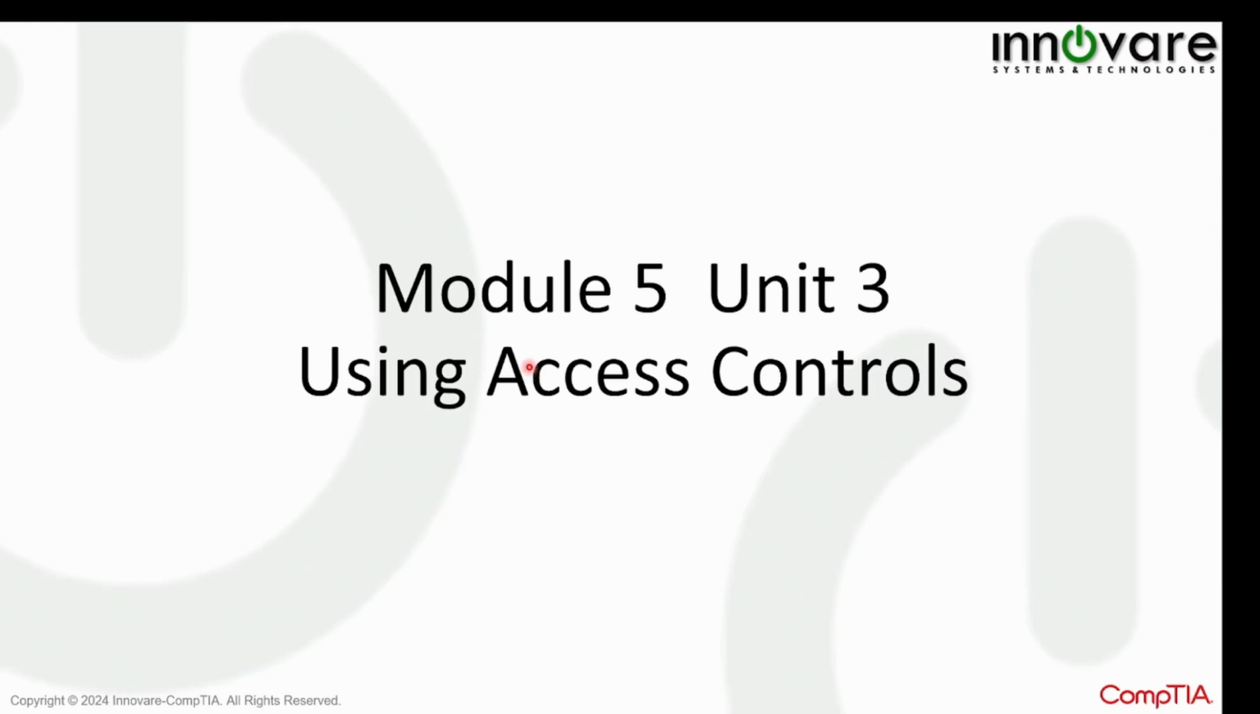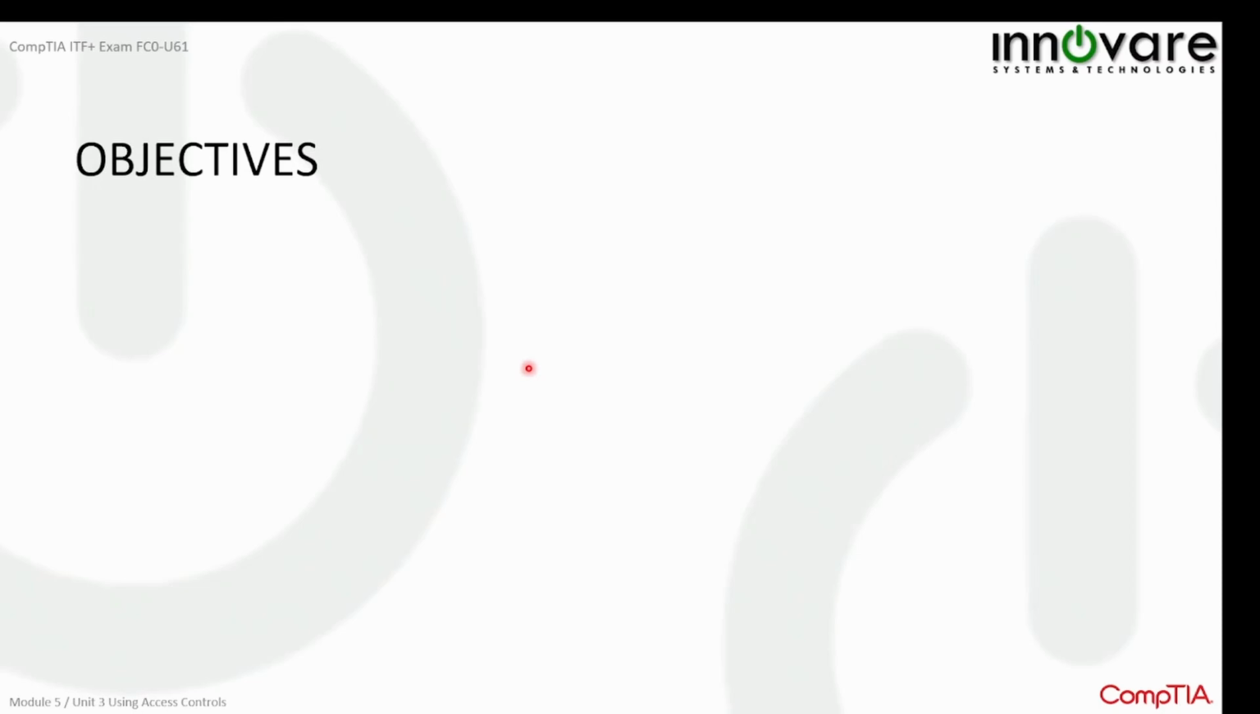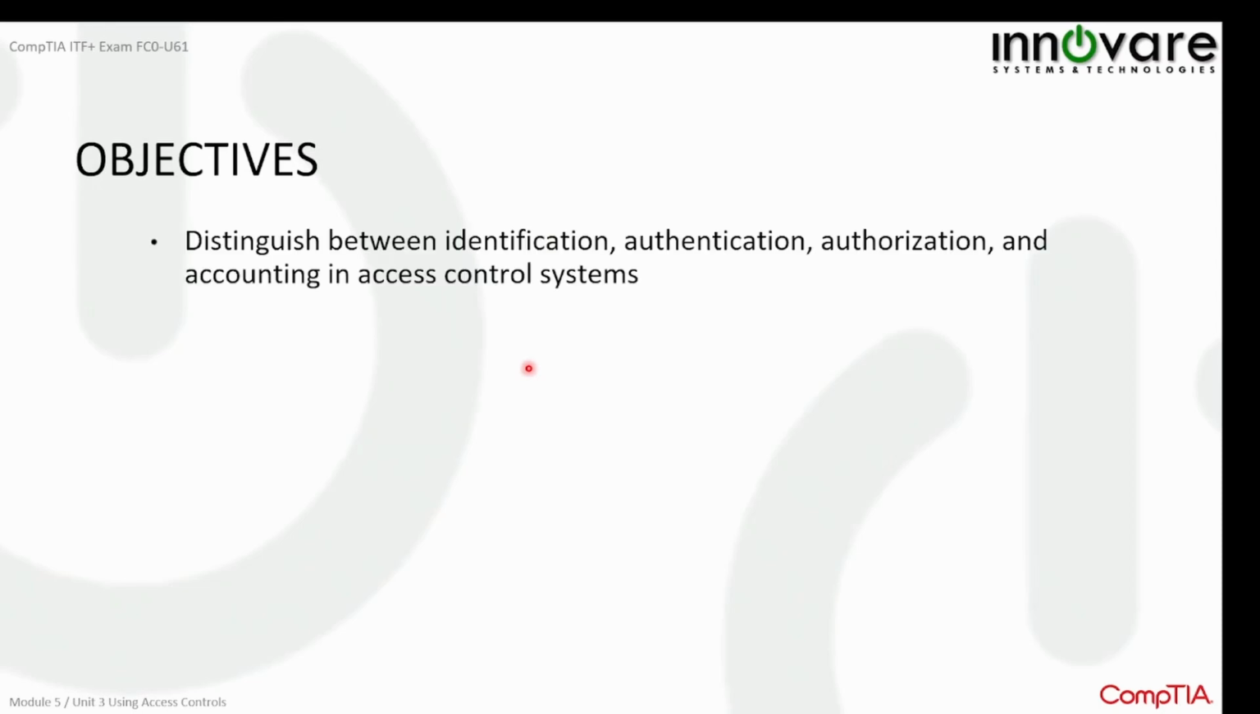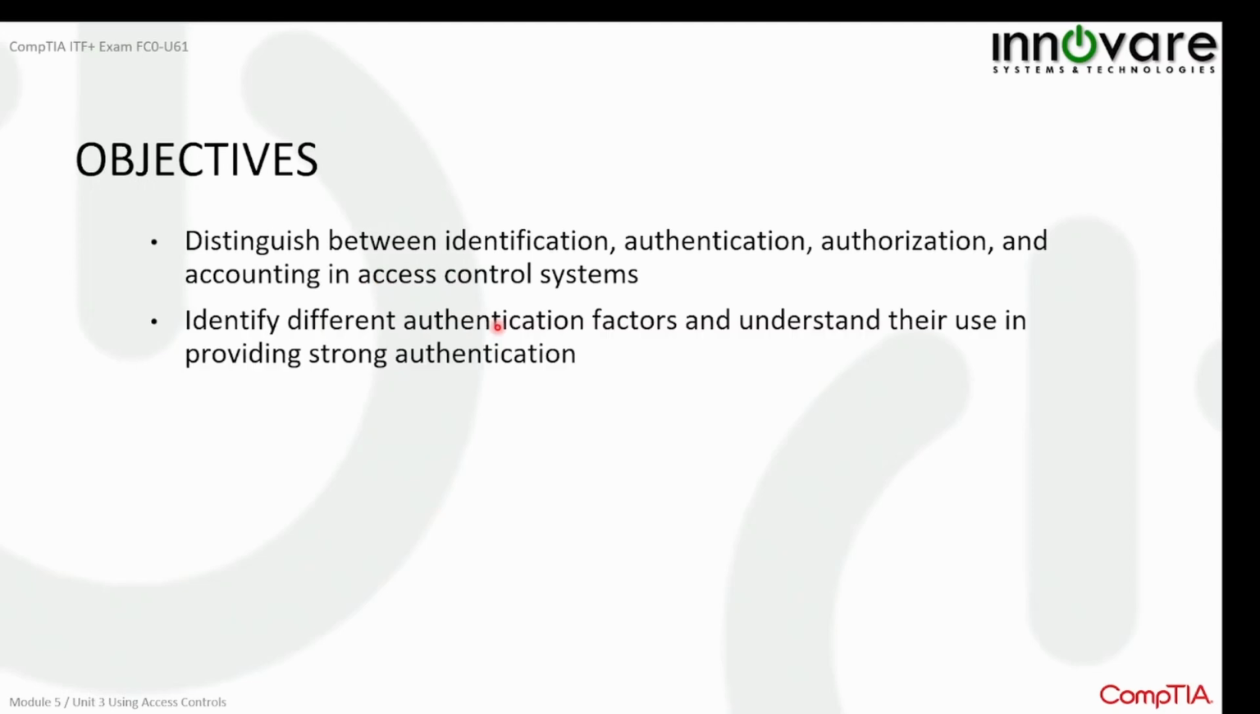Module 5, Unit 3, Using Access Controls. In this unit, our objective is to distinguish between identification, authentication, authorization, and accounting used in access control systems. All of these are still about basic security in IT systems, and we will also identify different authentication factors and understand their use in providing strong authentication.